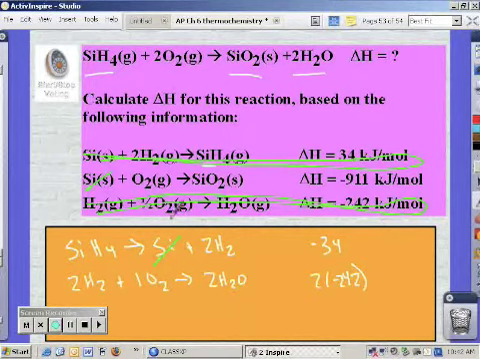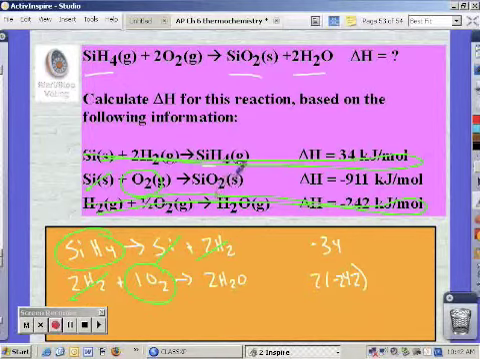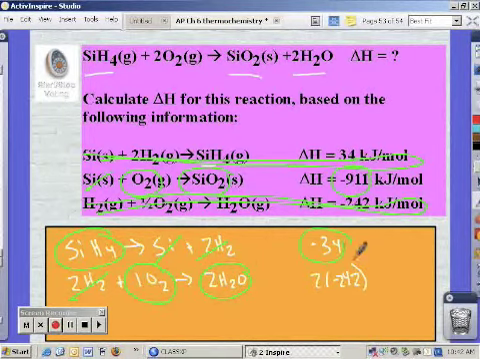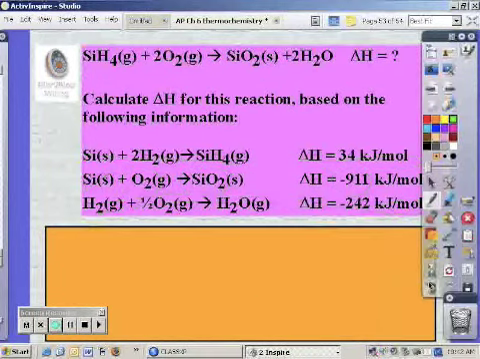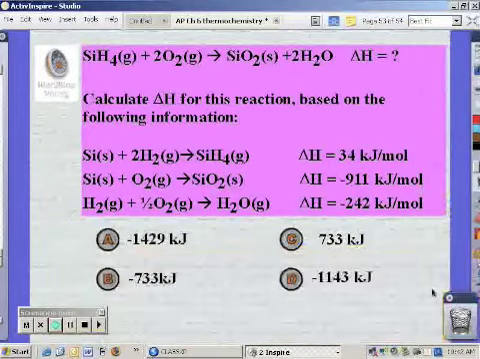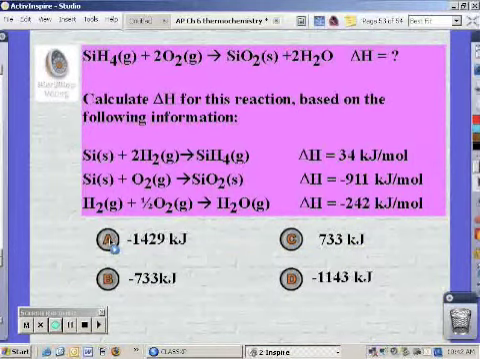Silicons cross out. Our oxygens add up, so we have 2 on the reactant side, which give us 2 altogether. Our silicon tetrahydride is there. Our waters are there. Everything else crosses out. So now we can just add up our 3 delta H values to get our answer. If we look back at the multiple choice values, that means A was our correct answer.